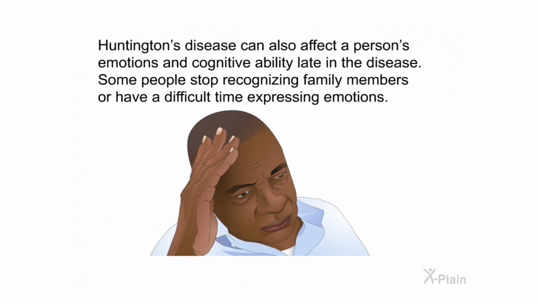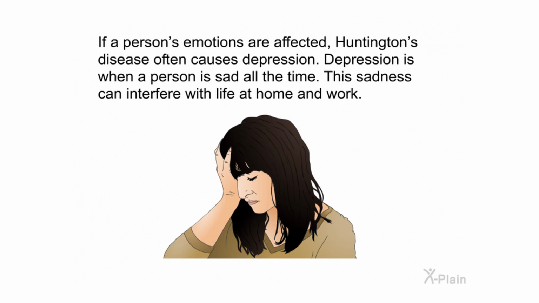Huntington's disease can also affect a person's emotions and cognitive ability late in the disease. Some people stop recognizing family members or have a difficult time expressing emotions. If a person's emotions are affected, Huntington's disease often causes depression. Depression is when a person is sad all the time. This sadness can interfere with life at home and work.